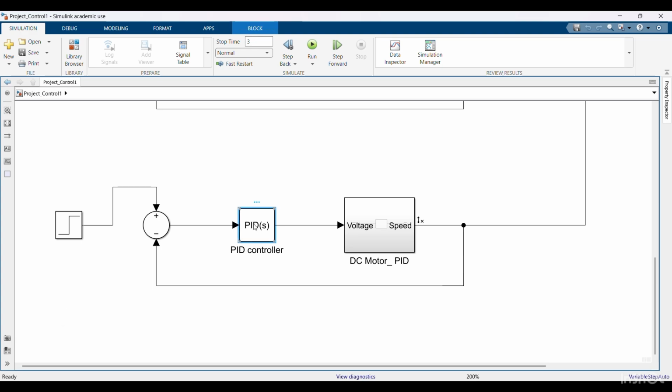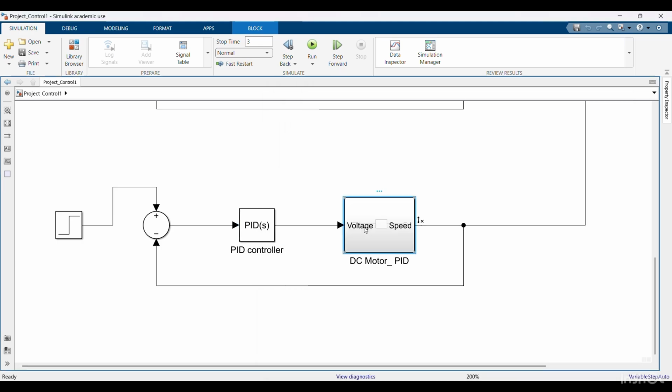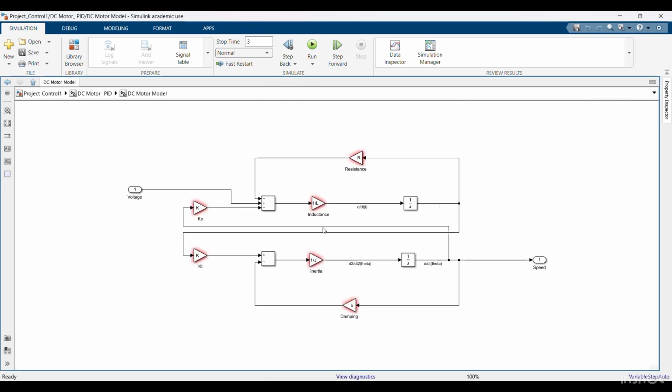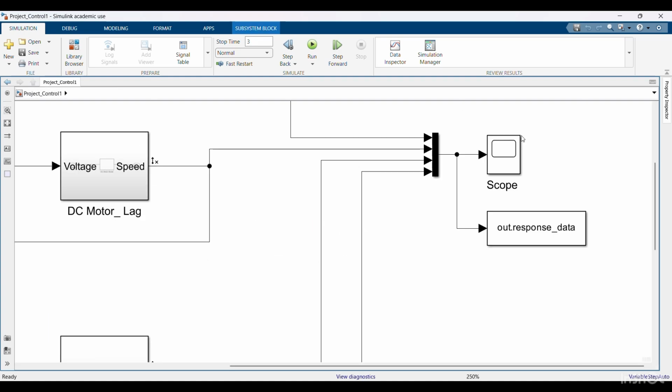The PID controller combines proportional, integral, and derivative actions. It is used to improve response speed, reduce steady-state error, and maintain a stable output response. All 4 outputs are connected to mux blocks, so the responses can be displayed together on the same scope. This allows us to compare the open loop response with the control responses clearly. The output is also sent to a workspace block, which exports the simulation data back to MATLAB for further analysis and saves it into a MAT file.